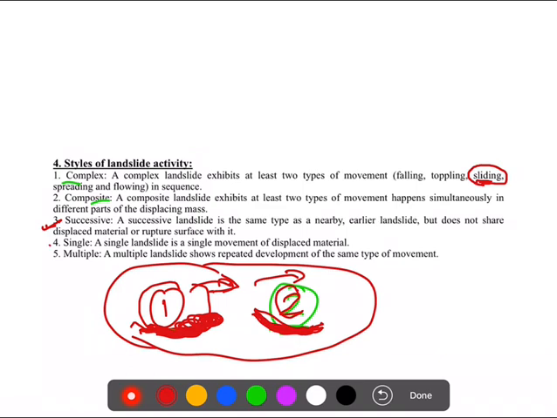Then comes the single landslide. What is a single landslide? A single landslide is a single movement of the displaced material. So it's very easy. And a multiple landslide shows repeated development of the same type of movement.